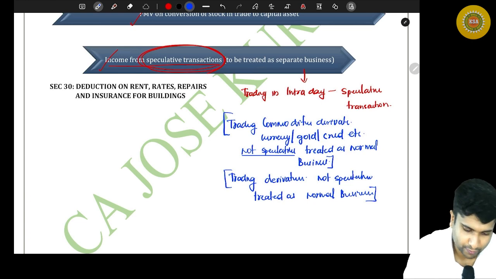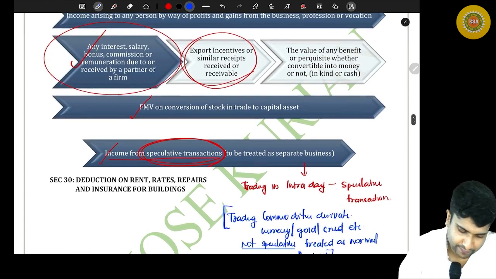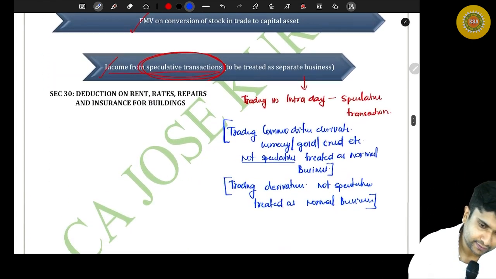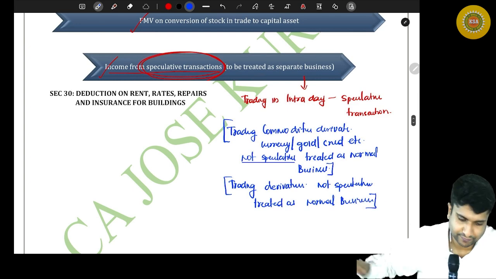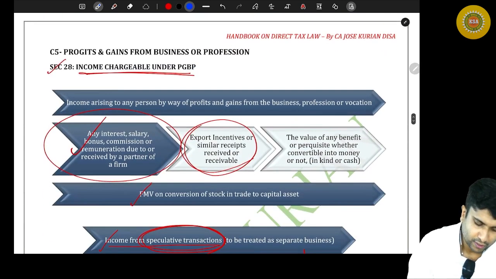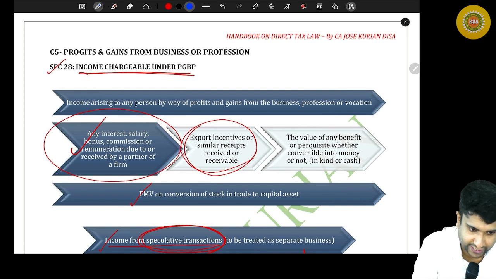So write this down. Are you all with me, friends? Are you all listening? Have you written these three? So listen. Under PGPP, the first thing that you should know is section 28.